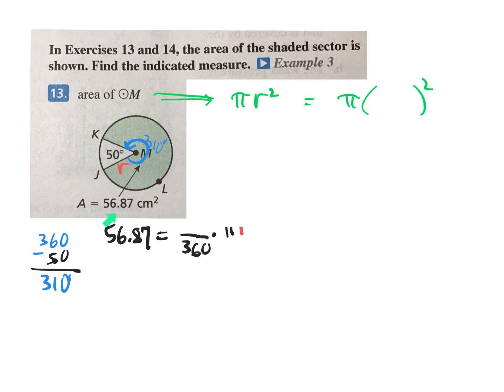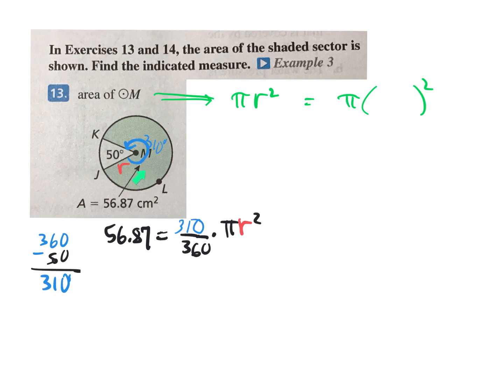We are given the area of this green shaded sector, and that area is a fraction of the whole area. What fraction is this green shaded region of the entire circle, pi r squared? Well, it's not 50/360ths. It's 310/360ths. 360, a full revolution, minus the 50 gives us this blue rotation. So that's a big chunk of 360 degrees. That's because this green sector is a big chunk of the whole area, the whole circle's area.